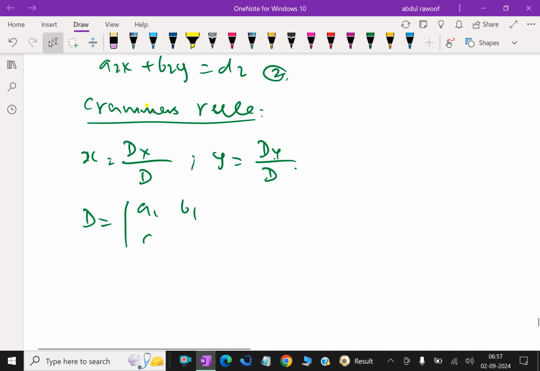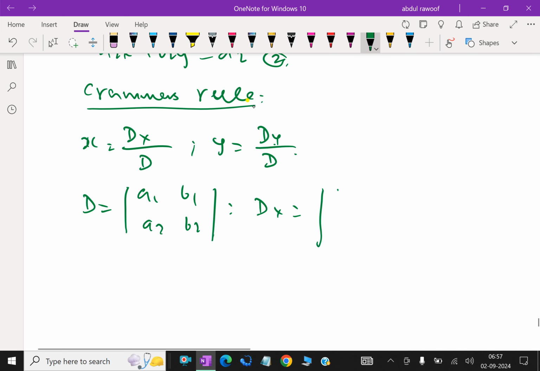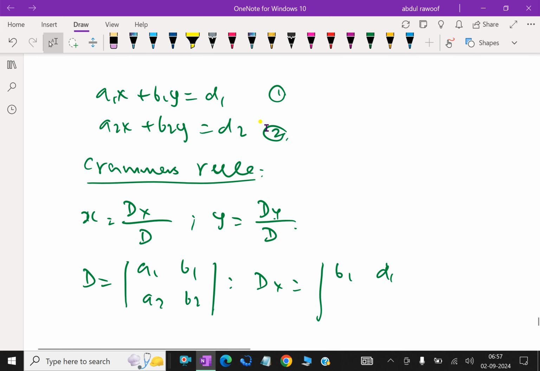a1, b1, a2, b2. Then determinant x, which means it's a determinant of 2 by 2 order, where we have to avoid the x coefficients and use these two things. That's b1, d1, then b2, d2.